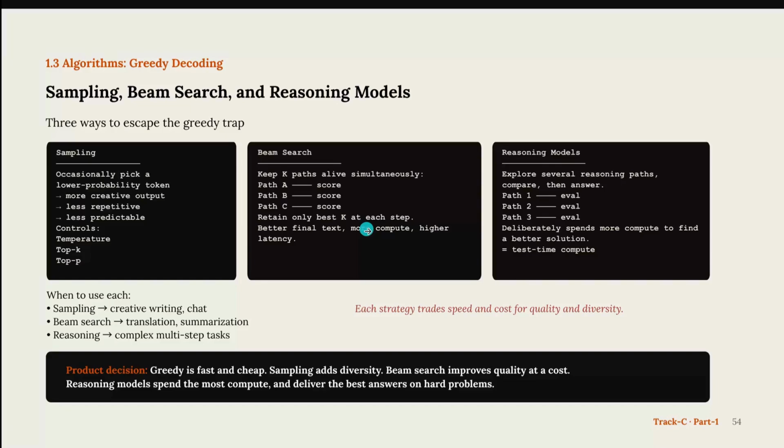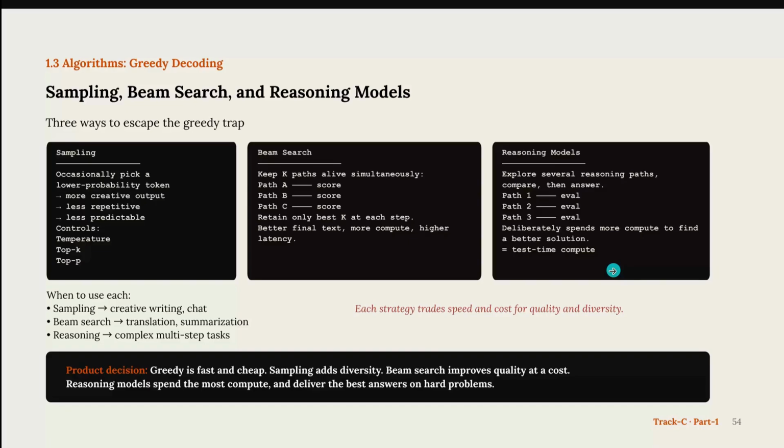Then there is something called reasoning models. You explore several reasoning paths, compare, and then answer. Greedy search goes in one path, uses a particular eval to give a value, then goes in path 2 and 3, and so on. Just like beam search, this also has more compute, and this is something called test time compute. Every time we go in a particular direction, we are doing a testing or evaluation and then returning the result.